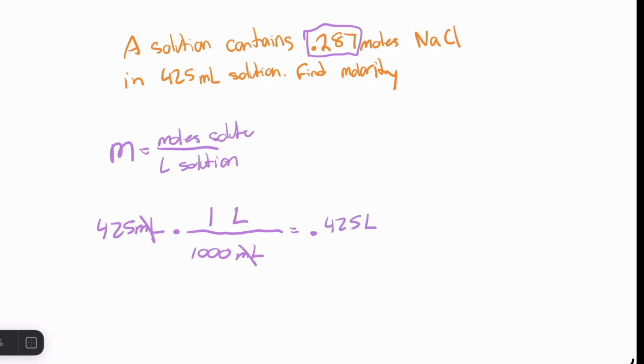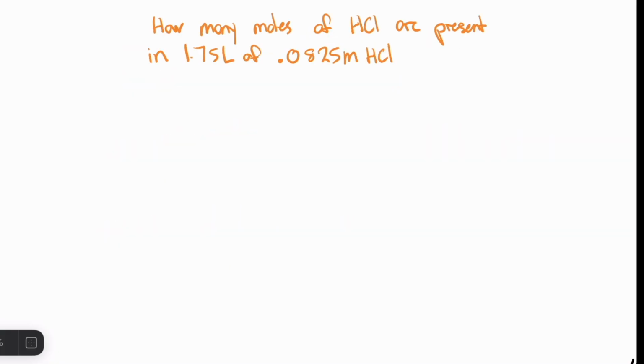0.425 liters. Now, if we plug both of these values back into our molarity equation, we will get 0.287 moles divided by 0.425 liters, giving us a molarity of 0.675 molar. Let's look at another one.